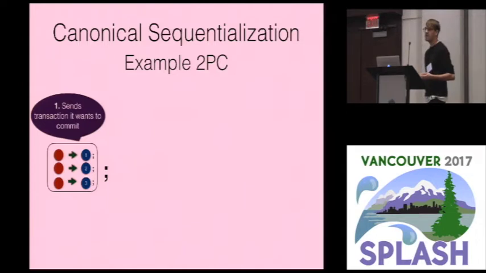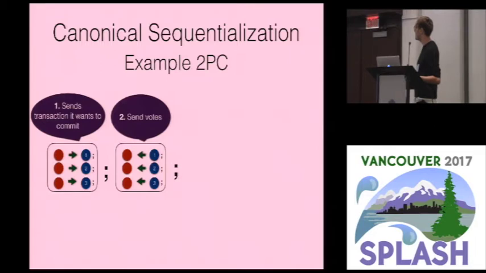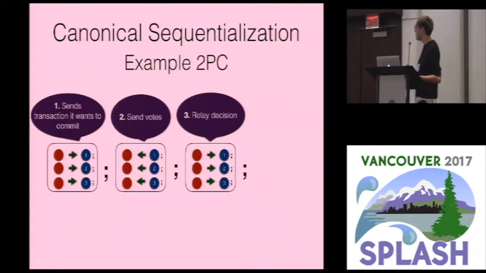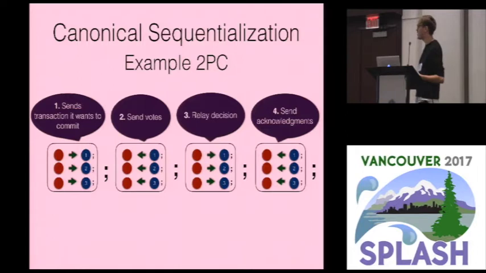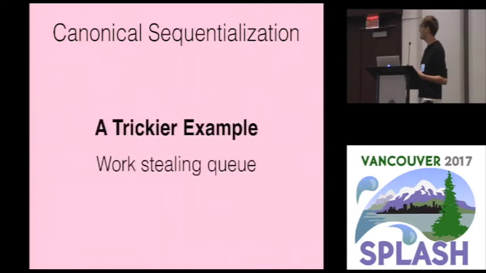Okay, so here's an example for a two-phase commit. In the canonical sequentialization, the coordinator sends out, one after the other, the transaction it wants to commit. Then the nodes, one after the other, send their votes. Then, one after the other, the coordinator relays its decision. And then one after the other, everybody sends their acknowledgments. And I think this is actually the way you would communicate this protocol to someone. So this is actually what you think about when you write it.